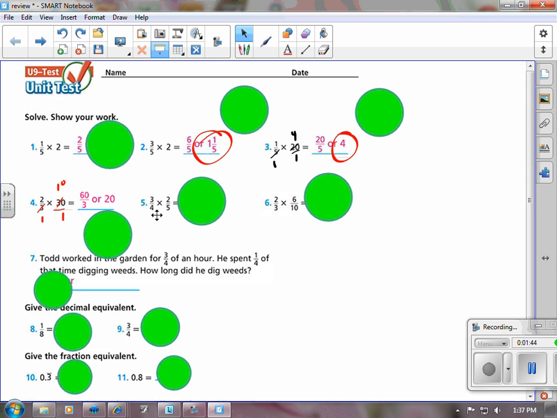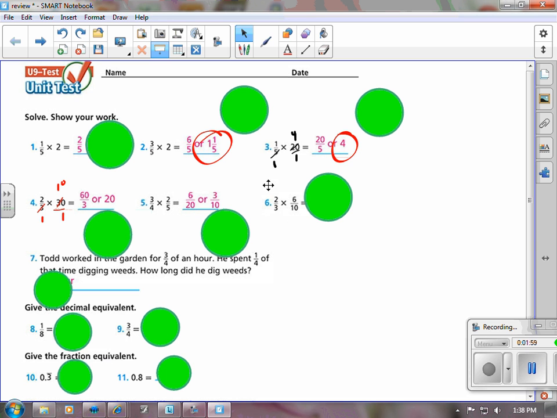Okay, multiply across. 3 times 2 is 6. 4 times 5 is 20. So 6/20ths. That can be simplified down to 3/10, both divisible by 2.